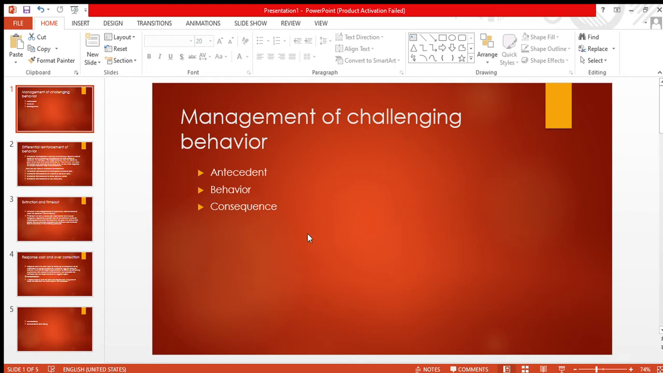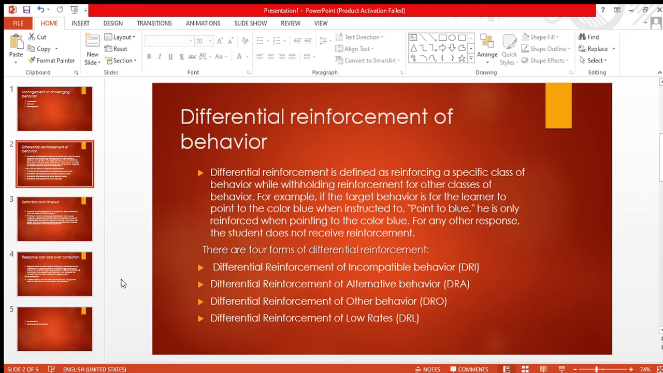Next, we have differential reinforcement of behavior. What is meant by differential reinforcement? Differential itself says that when we are giving reinforcement, it differs. So, where does it differ and how does it differ? Let's see. It has DRI, DRA, DRO and DRL, four types of differential reinforcement methods.